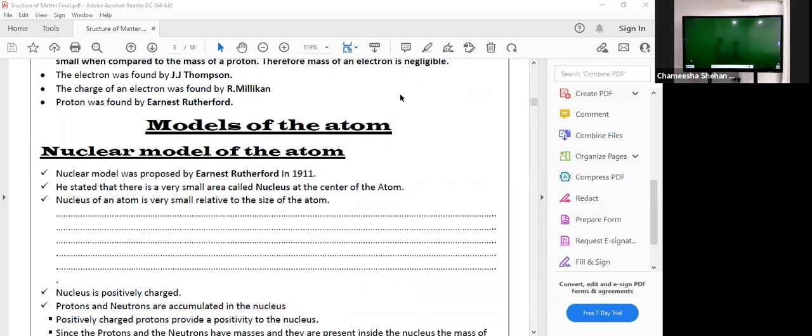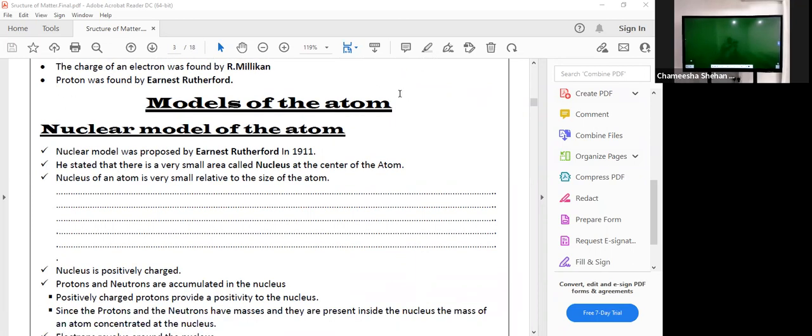So, the nuclear model of the atom. Nuclear model of the atom. The nuclear model was proposed by Ernest Rutherford in 1911, right? It was proposed by Ernest Rutherford, a scientist, in 1911. Next, he stated that there is a very small area called the nucleus at the center of the atom.